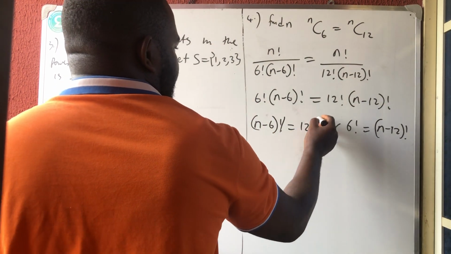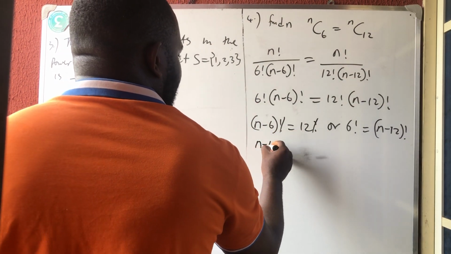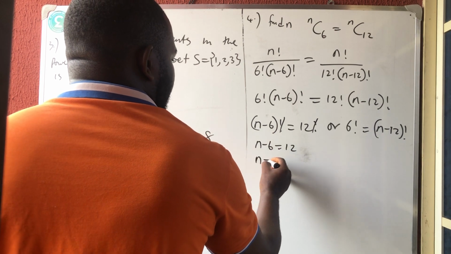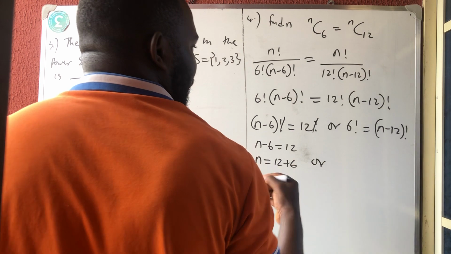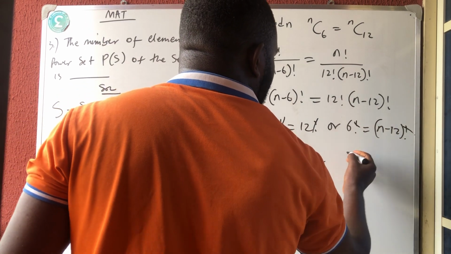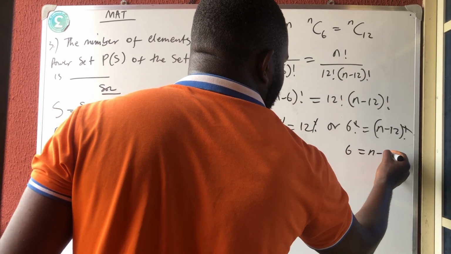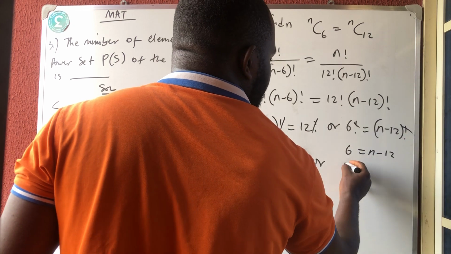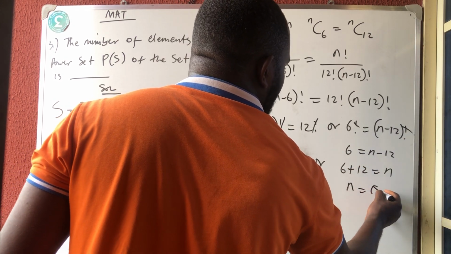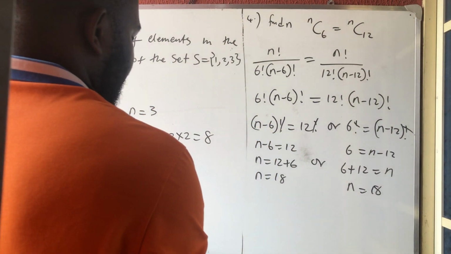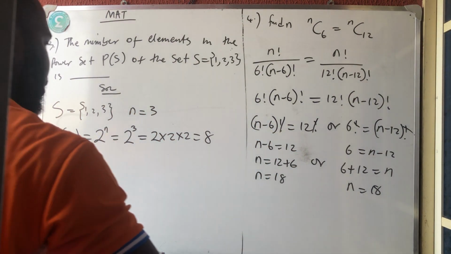Now factorial takes care of factorial. I'm having n minus 6 is equal to 12. Therefore n is equal to 12 plus 6, so n is equal to 18. Or I say that factorial takes care of factorial, I'm having that 6 is equal to n minus 12. So this one can come here: 6 plus 12 is equal to n. Therefore n is equal to 18. You see? The same answer. So that is the only thing that will make them equal.